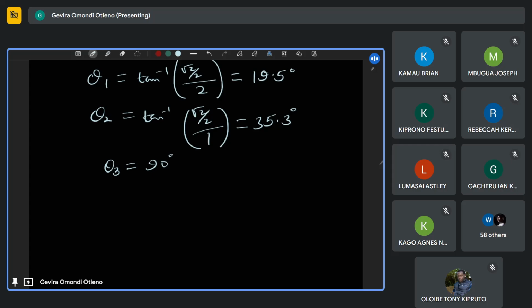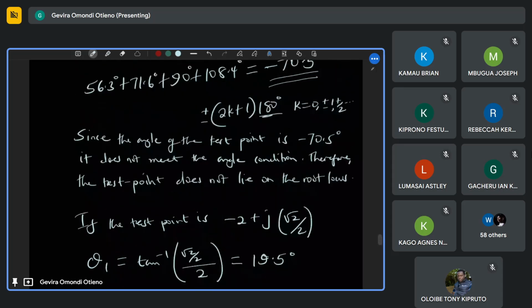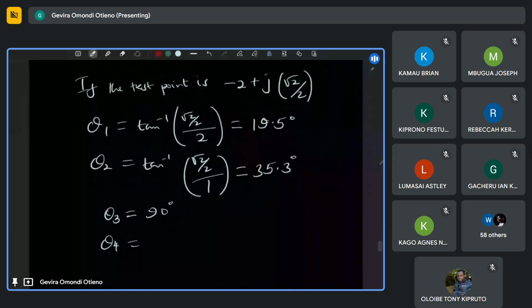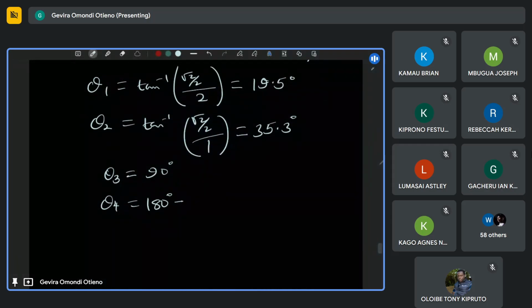All angles are measured counterclockwise from the real axis. And then lastly, theta 4. Remember, you have to write that the angles are in degrees. Don't just leave the angles as numbers. I will not take that. So for theta 4, we are looking at this angle from the real axis, but our trigonometry can help us find this small angle here, and then we subtract from 180. So theta 4 would be 180 degrees minus the inverse tangent of root 2 over 2, that's the opposite, and the adjacent is 1 unit. And then you'll have 144.7 degrees.